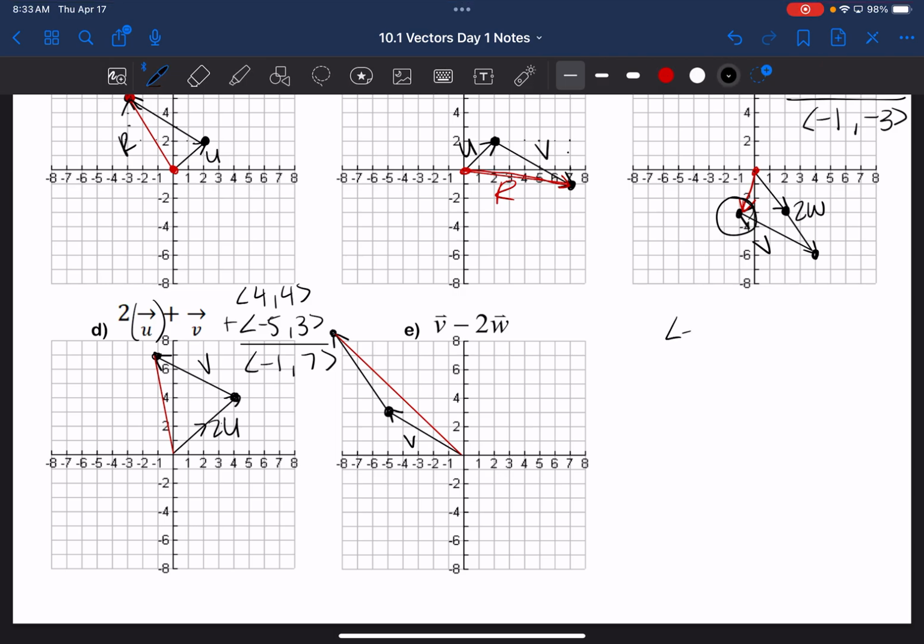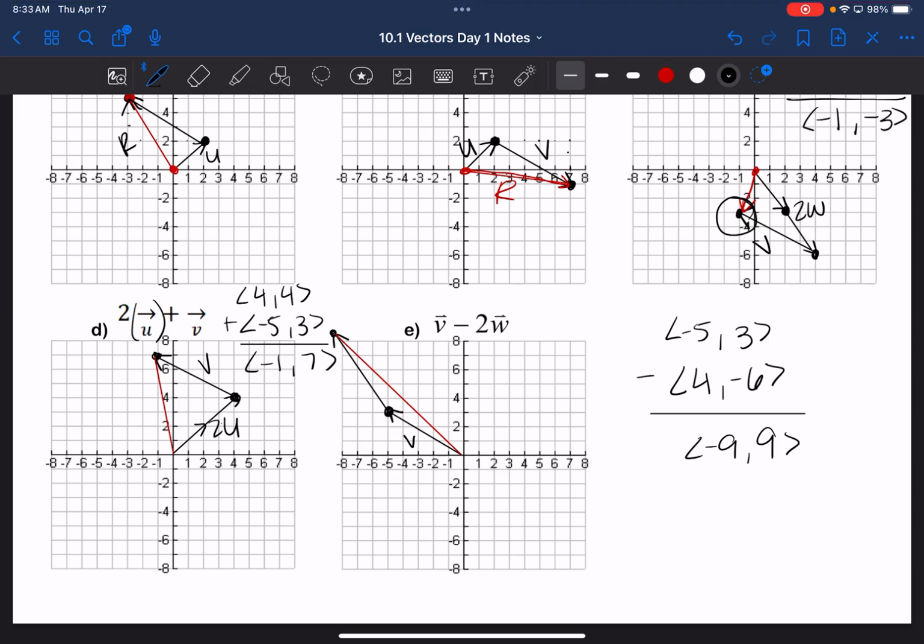So here we'd have our (-5, 3) minus, if we double w, we had (4, -6), we said, which will add to give us (-9, 9), which is where we plotted our points.